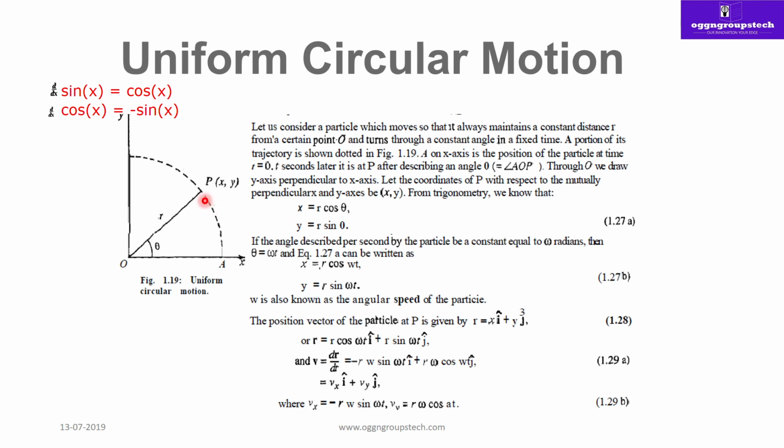Similarly, here this is y. This part will be y. So what is y? y is equal to r sin theta. So we have got the value of x: x is equal to r cos theta and y is equal to r sin theta. Clear? Up till here it is clear.